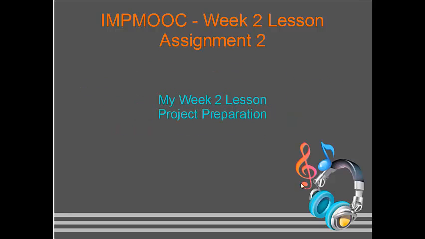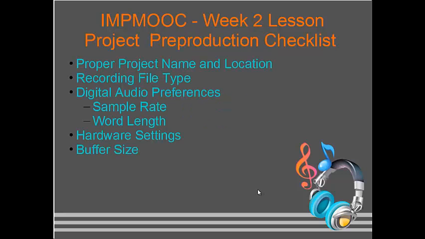For this week's lesson, I'm going to be covering project preparation. Our project preparation pre-production checklist includes giving the project a proper name and establishing a location for the files. We're going to be defining our recording file type and setting the digital audio preferences for the sample rate and the word length, also known as bit depth. We're going to be configuring the hardware settings so that my DAW recognizes my USB interface, and we're going to be setting a buffer size for latency.